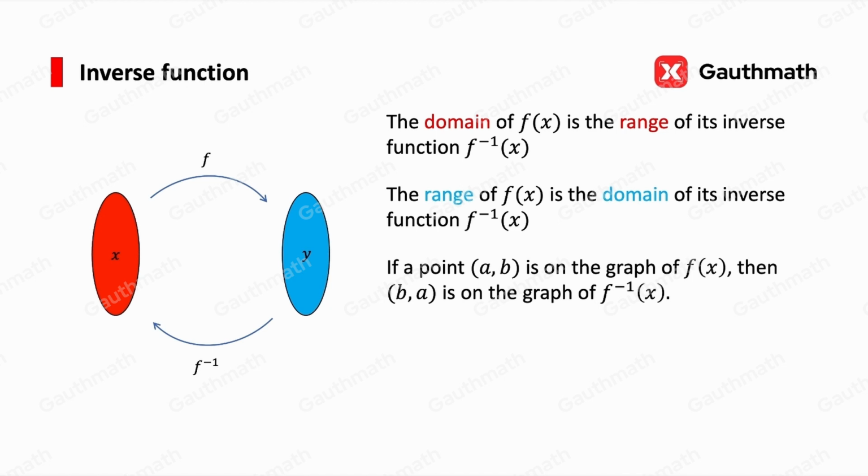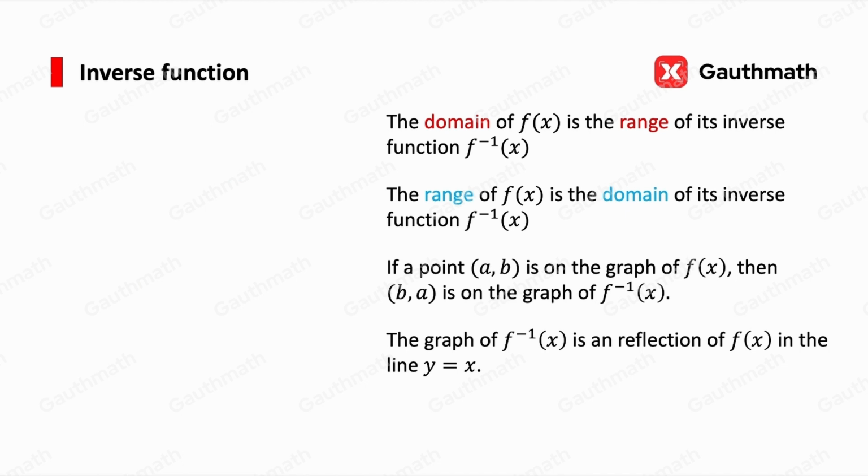So if a point (a, b) is on the graph of f(x), that is f(a) equals b, then the point (b, a) is on the graph of f inverse of x. So f inverse of b equals a. And the graph of f inverse of x is a reflection of f(x) in the line y equals x.